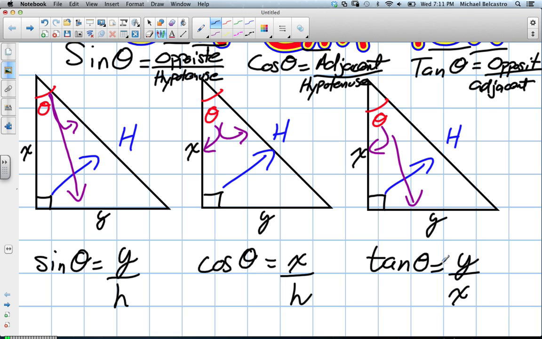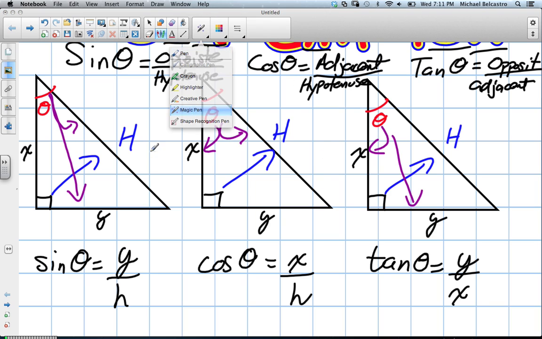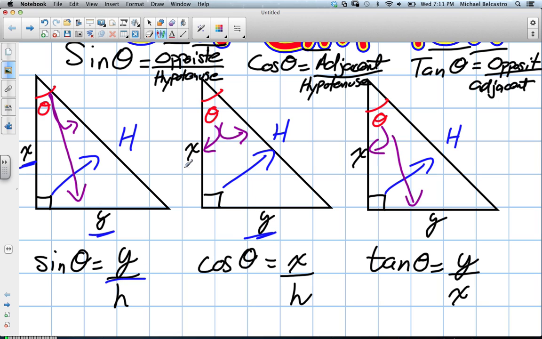So in the exact same triangle, when working with the exact same angle, we have three different ways to set up a formula to solve. It really depends on what pieces of information we have. That's how we decide whether we want to use sine, cosine, or tangent from the SOH CAH TOA.